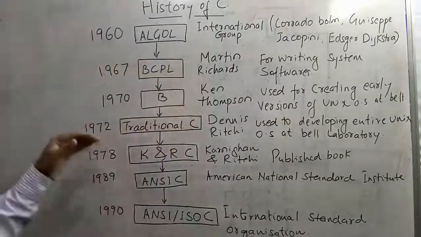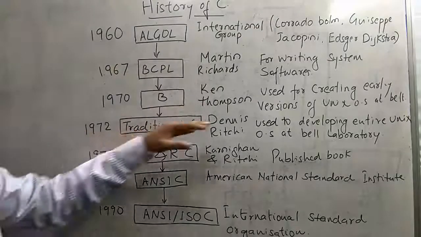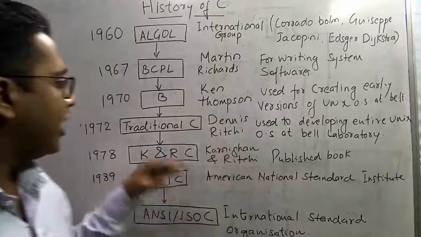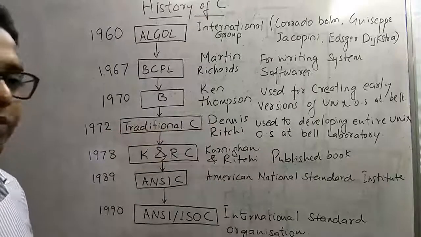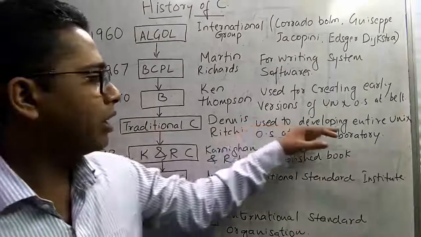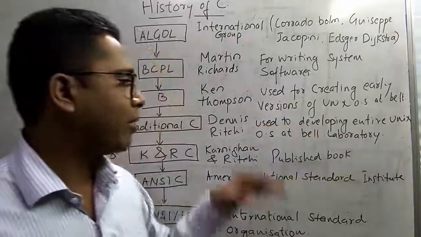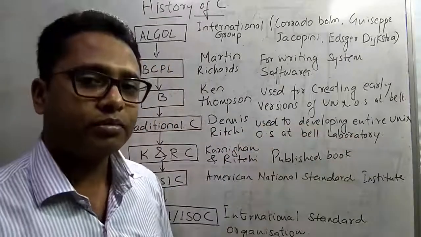Then, a few years later, in 1972, a scientist named Dennis Ritchie introduced a new programming language called traditional C. And this language was used for developing the entire Unix operating system at Bell Laboratories.